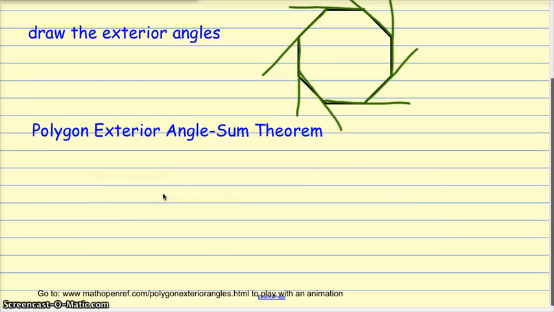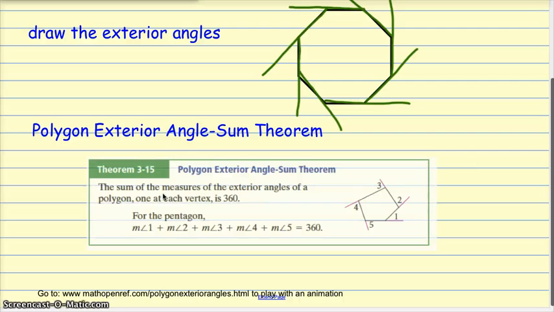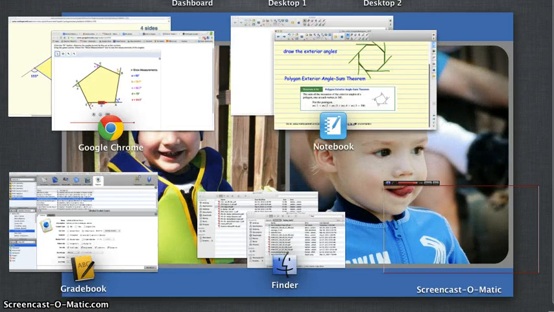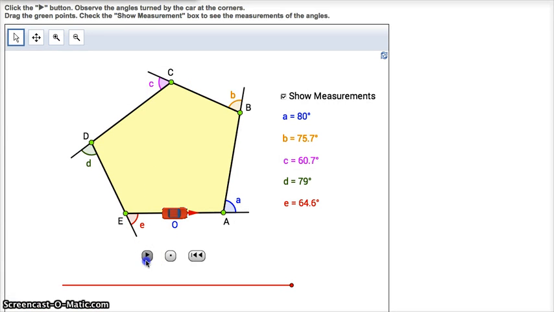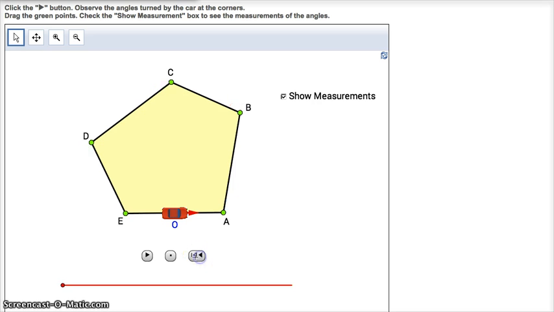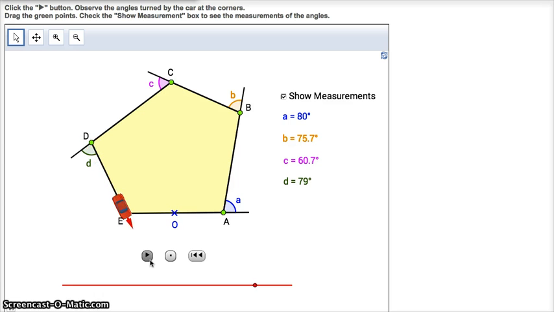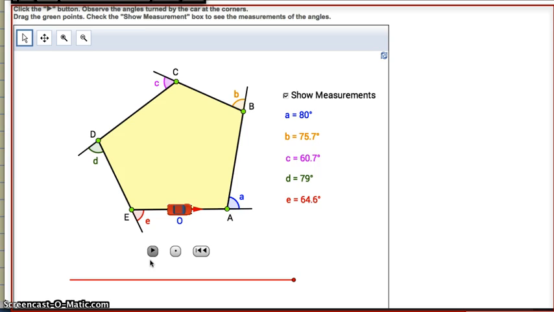The polygon exterior angle sum theorem mentions that the angles added up on the outside equal 360, and I think this car does a good job of showing that as it goes around the outside. Let's play it one more time. It shows those angles. Angle A is 80, angle B, angle C, and it's going all the way around, and when we go all the way around, things add up to 360 degrees. So take a calculator if you'd like to and add those up.